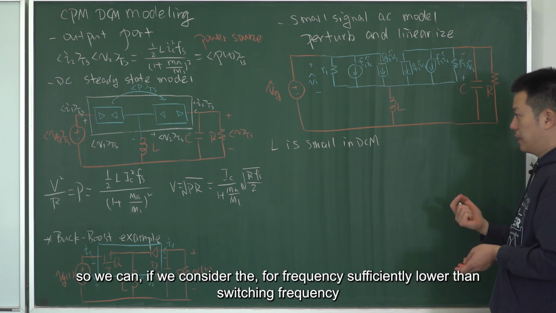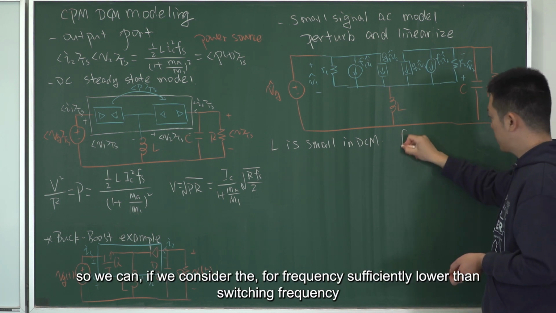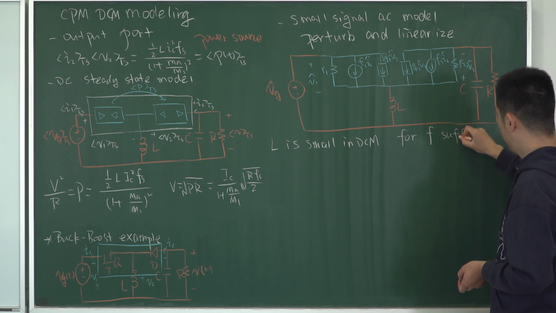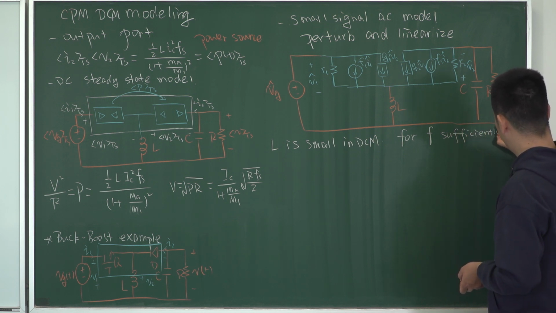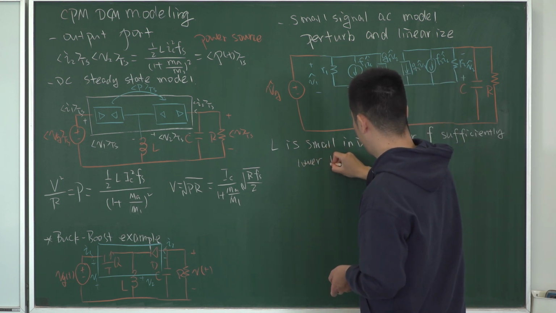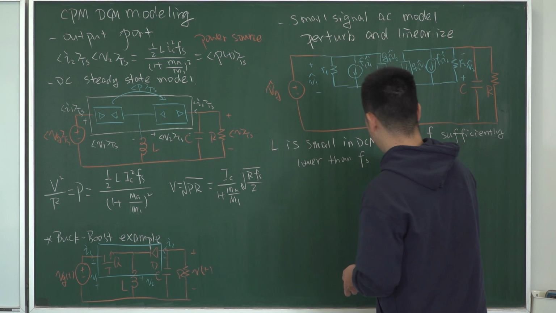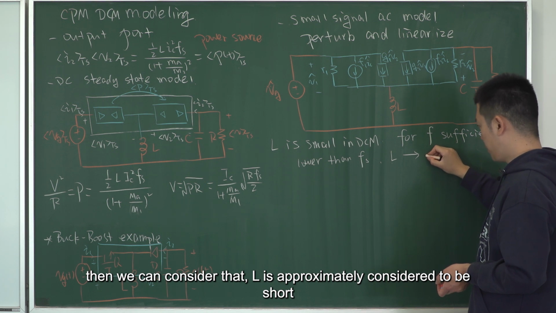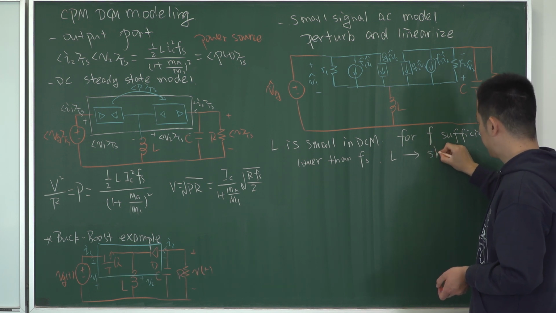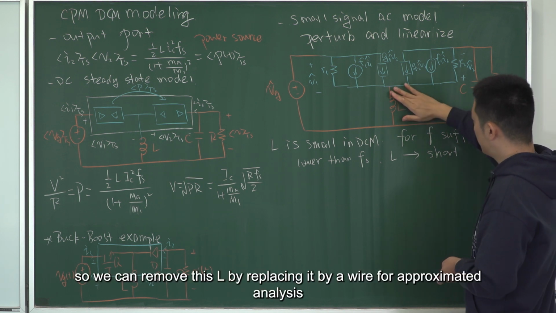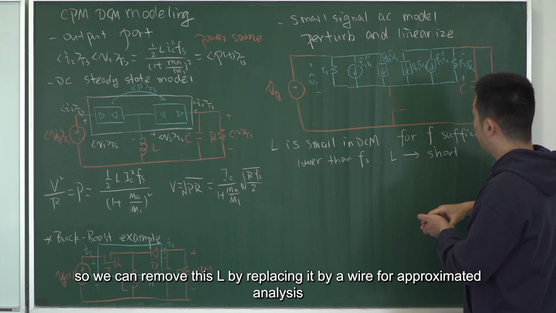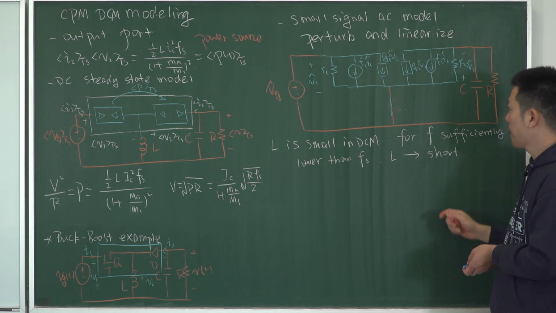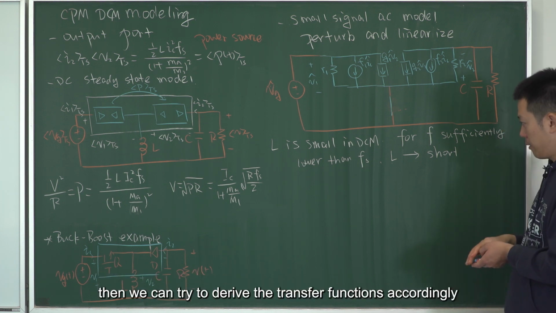So if we consider frequency sufficiently lower than switching frequency, then we can consider that L is approximately short. So we can remove this L by replacing it with a short for approximated analysis. Then we can try to derive the transfer functions accordingly, right?